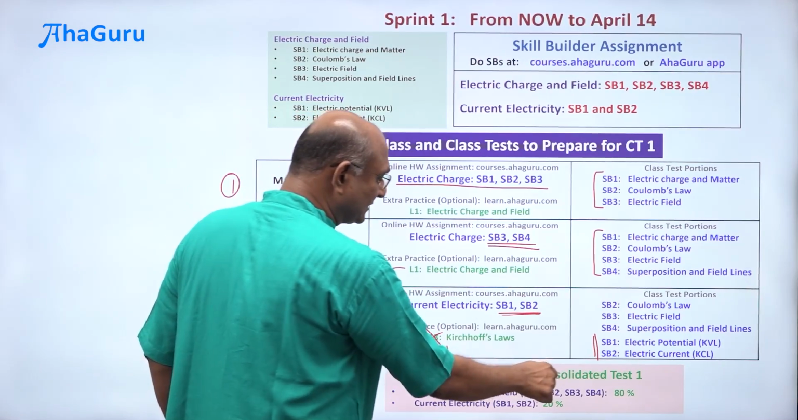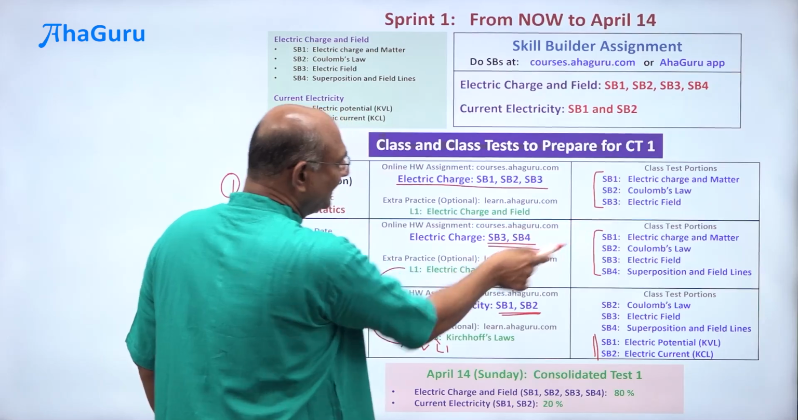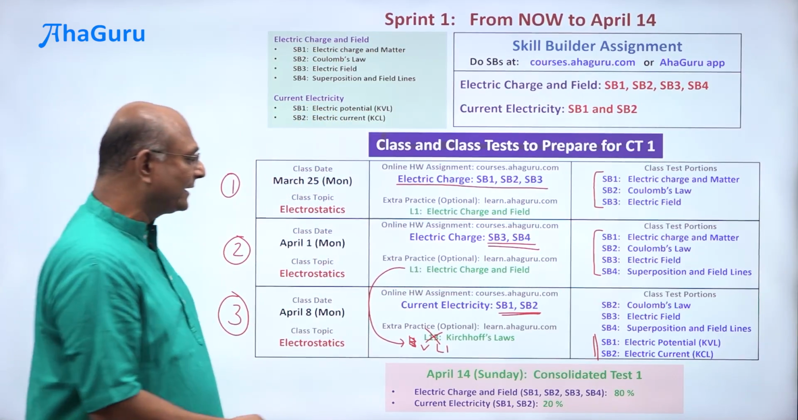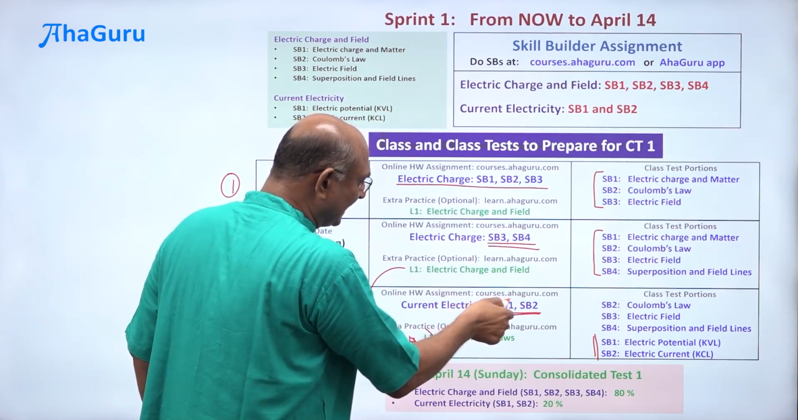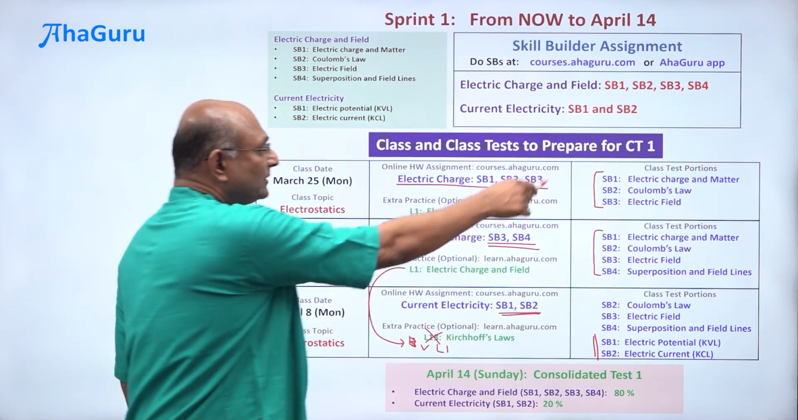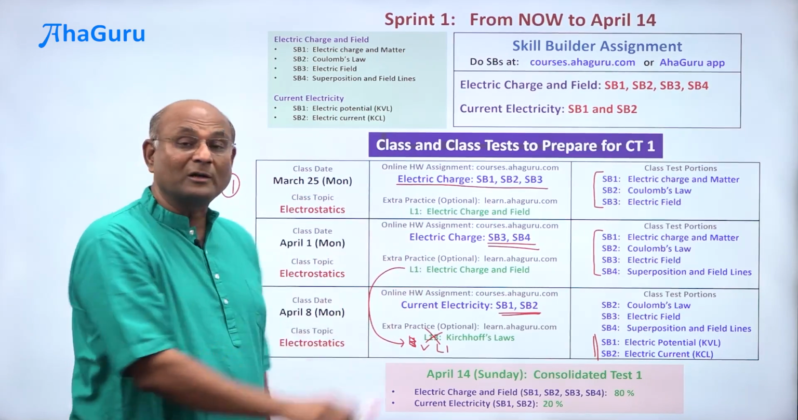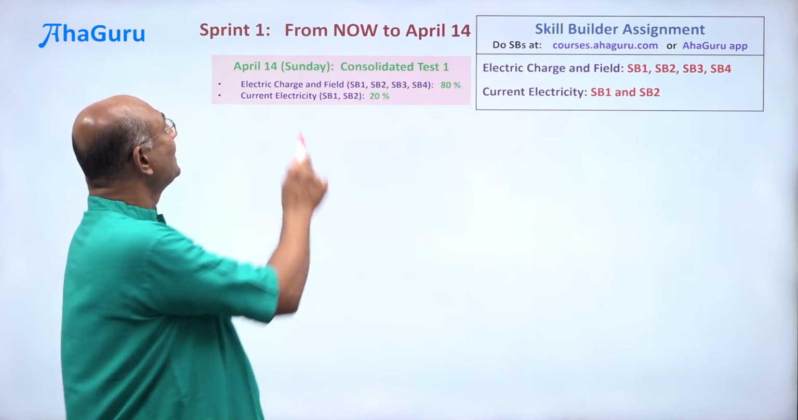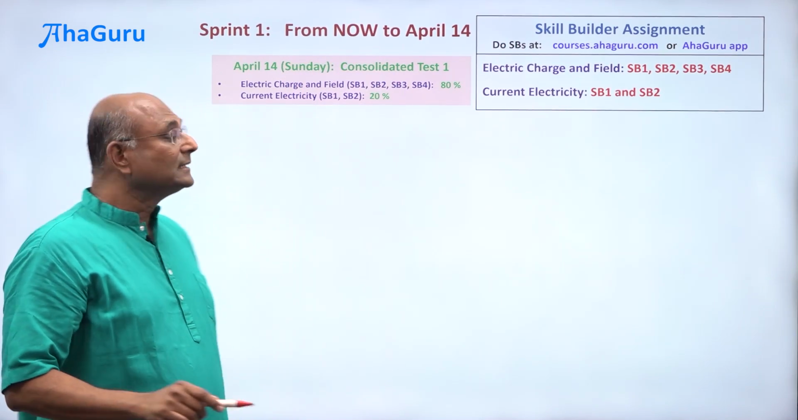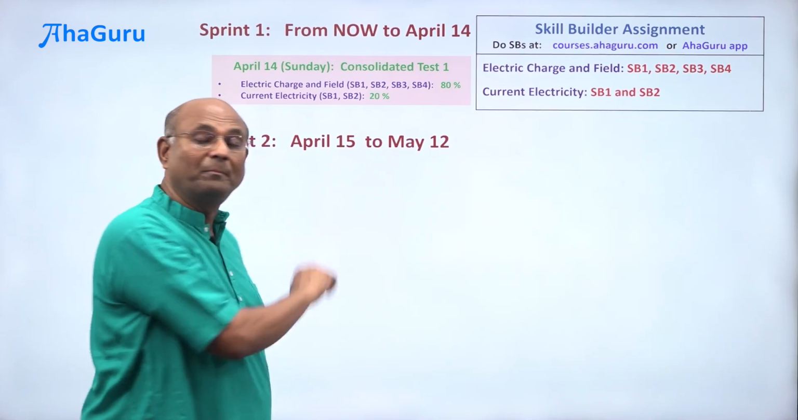So the consolidated test is going to have SB 1, 2, 3, 4. You can see that by the second class itself, you should have completed it. Then it also has SB1, SB2 for current electricity, which is the assignment for the third class. So these class tests help you prepare for the consolidated test. So this was for the first sprint, right? From now to April 14th. Similarly, you're going to have the second sprint from April 15th to May 12th.